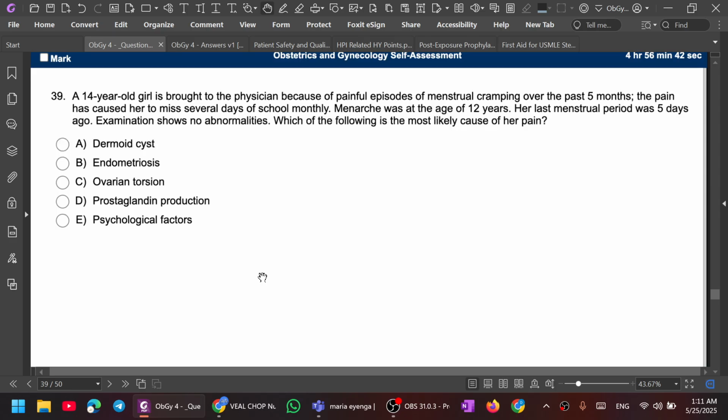A 14-year-old girl is brought to the physician because of painful episodes of menstrual cramping over the past 5 months. The pain has caused her to miss several days of school monthly. Menarche was at age 12 years. Her last menstrual period was 5 days ago. Examination shows no abnormalities. Which of the following is the most likely cause of her pain?